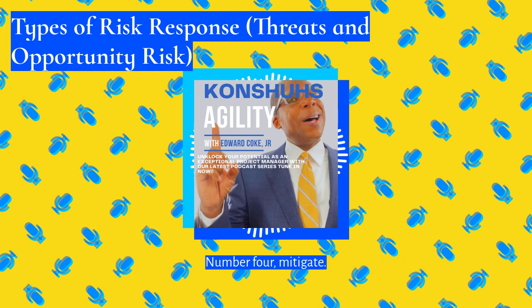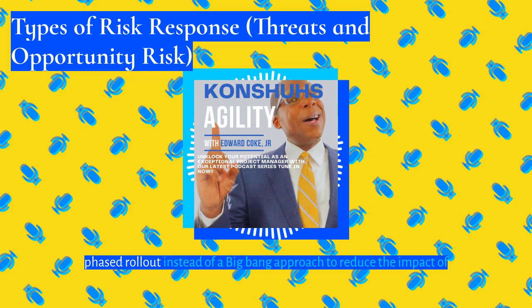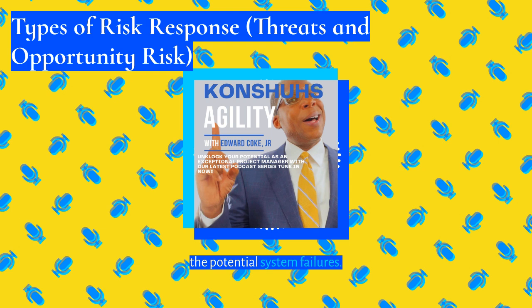Number 4, mitigate. This is the word that you hear most of the time in the project management world. Those who don't understand how to do proper risk response strategies will say mitigate. But let's look at mitigating. Mitigation reduces the probability or impact of risk to make it more manageable or acceptable. Here's an example: in an IT implementation project, you implement a phased rollout instead of a big bang approach to reduce the impact of potential system failures.